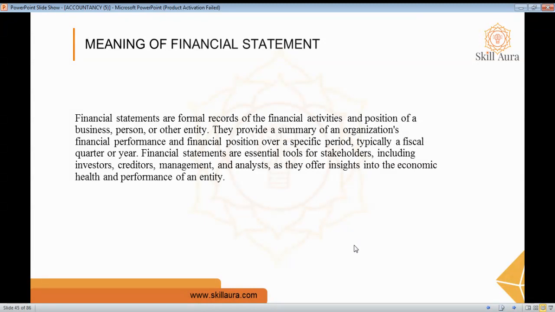Here, it is nothing but a document that shows the financial health of the company. It includes income, expenses, assets, and liabilities. It is prepared quarterly or yearly, and this is a very important tool for stakeholders, including investors and creditors also, so they can get insight into the company's performance and financial health.